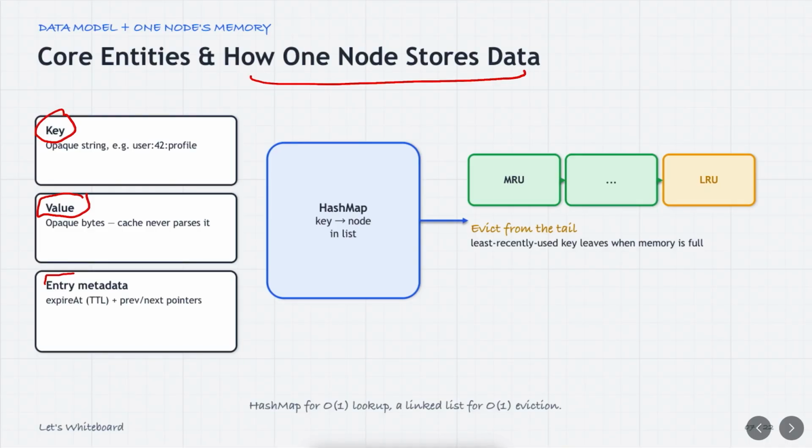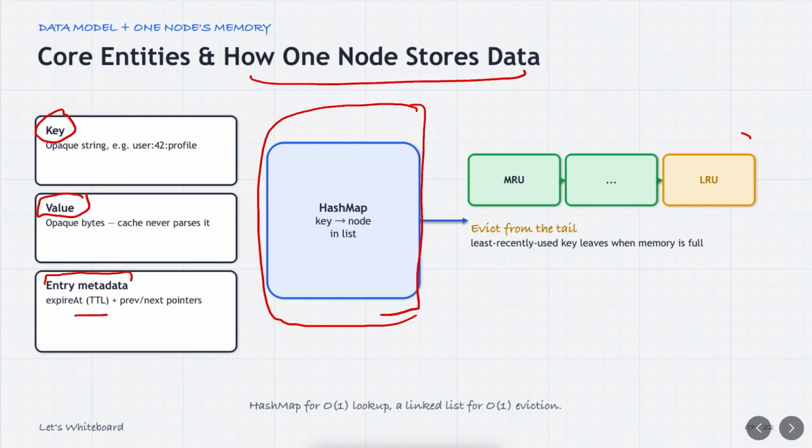Third, we need to associate some metadata with the entry, for example, TTL, and all of that we need to store in a hash map. And then we want to apply some sort of eviction policy. So that becomes the fifth core entity in our system.